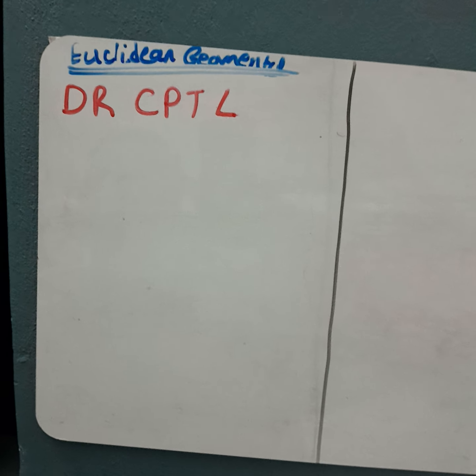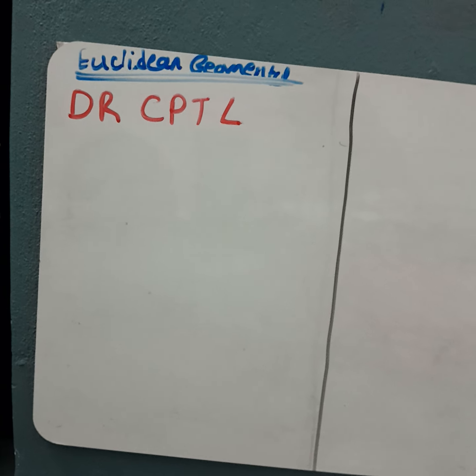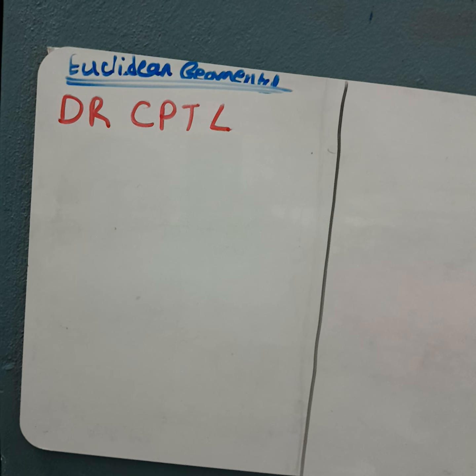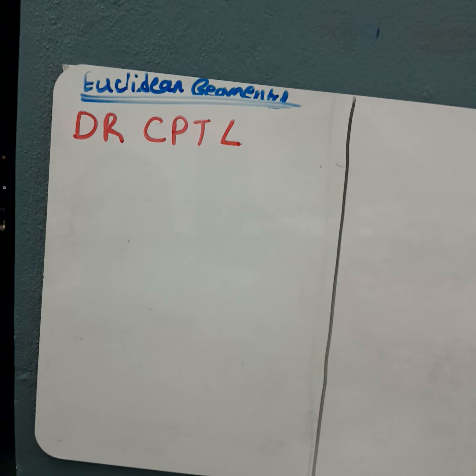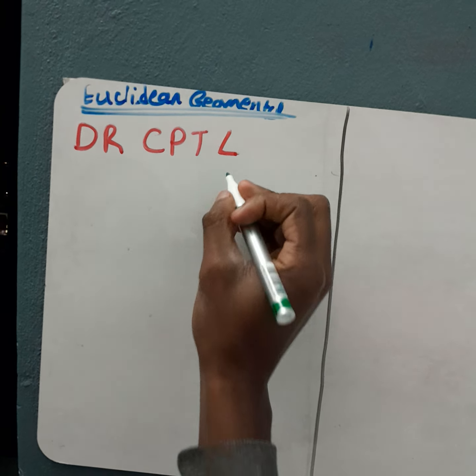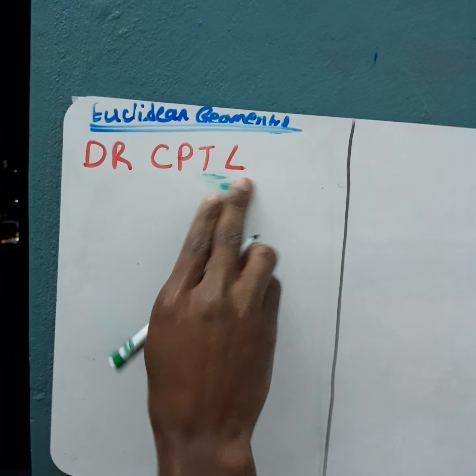Okay, so today we'll be doing Euclidean geometry. Before we start, I want us to check this phrase. I can call it a phrase. It's called Dr. Cape Town L. So we just added an L here. So it's Dr. Cape Town. What's gonna happen here?